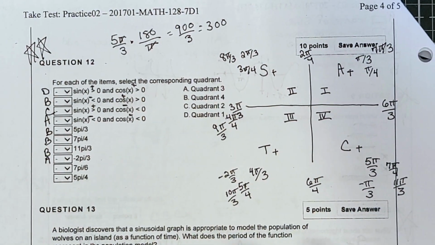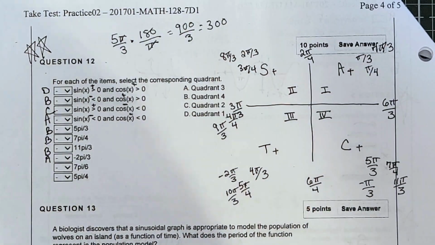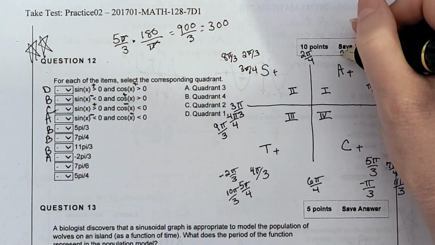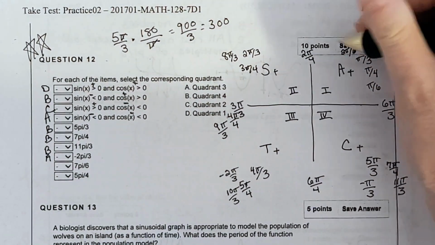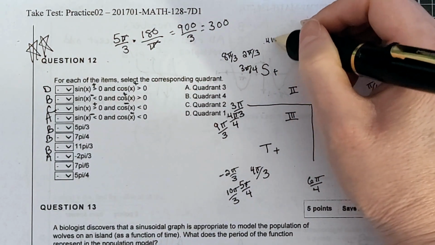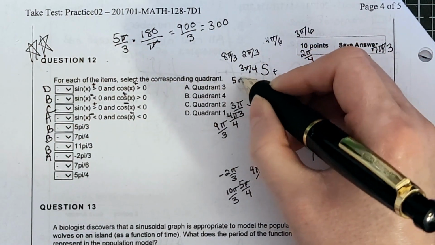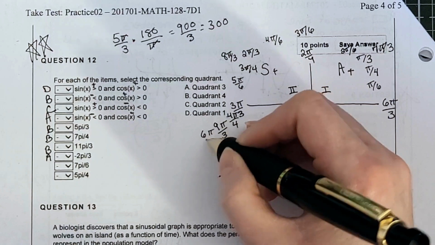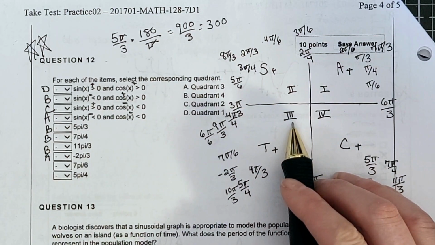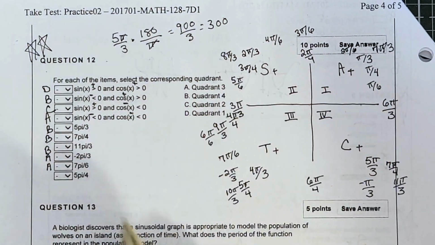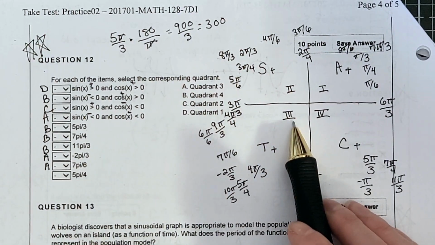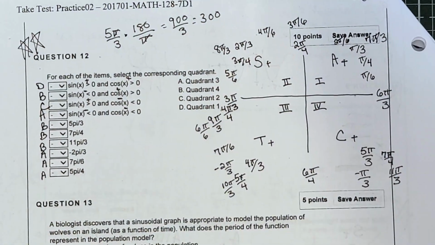Okay, 7 pi over 6. That would be the 30 degrees. So we've got pi over 6, 2 pi over 6, 3 pi over 6, 4 pi over 6, 5 pi over 6, 6 pi over 6, then we'd have 7 pi over 6. That would be in quadrant 3, so that would be A. And 5 pi over 4, I believe I already got that over here, so that would be 3. So that would be A. Okay.